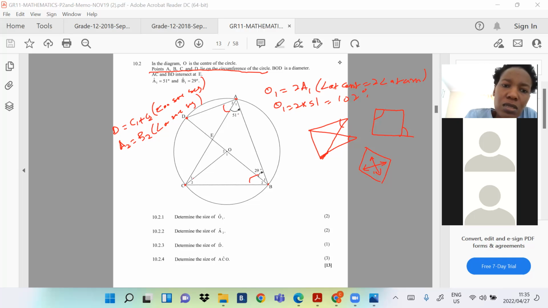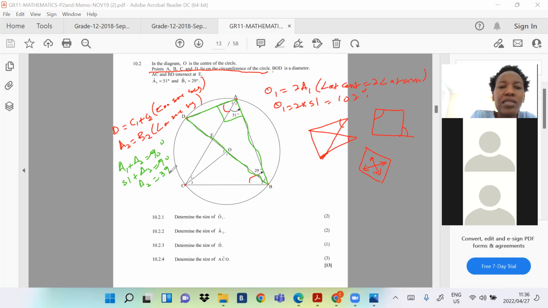So they said BOD is the center, right? Before we go far, they said diameter. BOD is a diameter, right? So that means they subtend what angle? 90 degrees. That means A1 plus A2 is 90 degrees, but A1 is 51. Therefore, A2 is how much? 39. Okay, so that's 39.